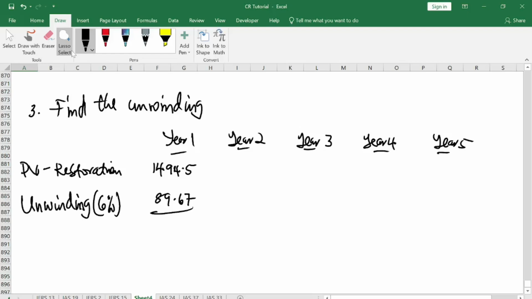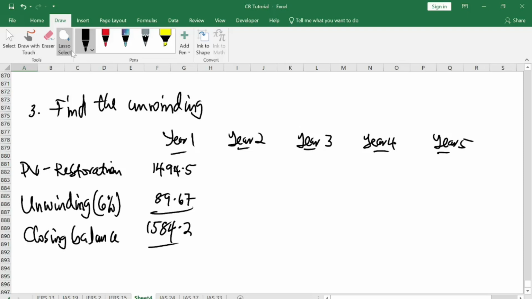So assuming you are to report this, where would it have gone? This one would go to the profit and loss account, and this one too would have gone to the statement of financial position. So both of them will go to the profit and loss account, and both of them will go to what? The statement of financial position. Okay, so then you add it, and you get 1584.2. So this becomes your closing balance for year 1.